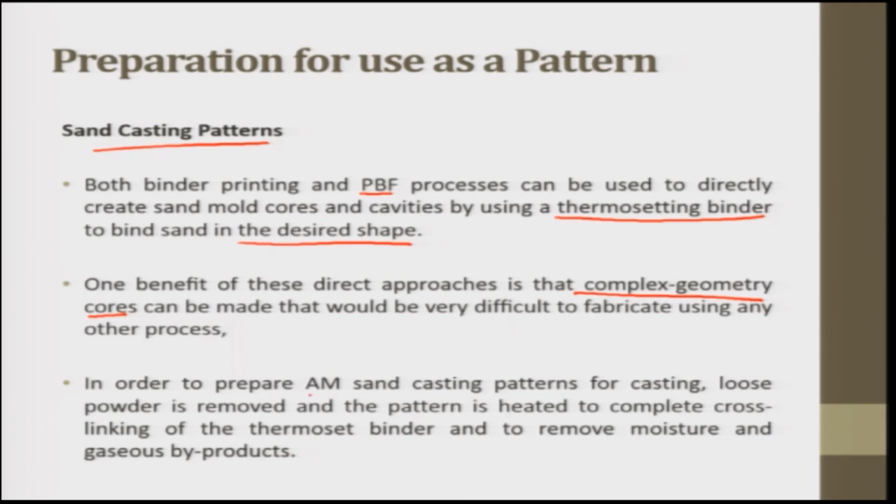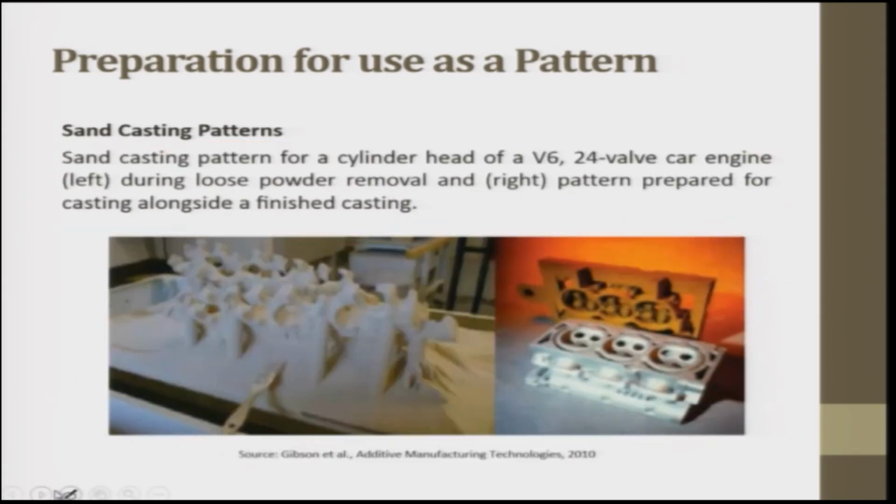In order to prepare additive manufacturing sand casting patterns for casting, loose powder is removed and the pattern is heated to complete cross-linking of the thermoset binder and to remove moisture and gaseous byproducts. So, this is one of the sand casting patterns, for a cylinder head of a V6 24-valve car engine. During loose powder removal, and on the right is the pattern prepared for the casting alongside a finished casting. So, this is the pattern, this is the casting that is obtained.